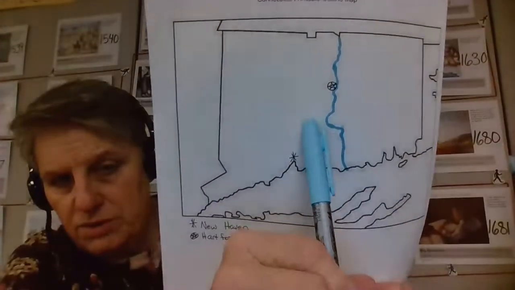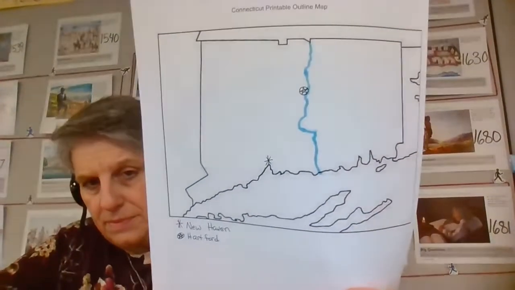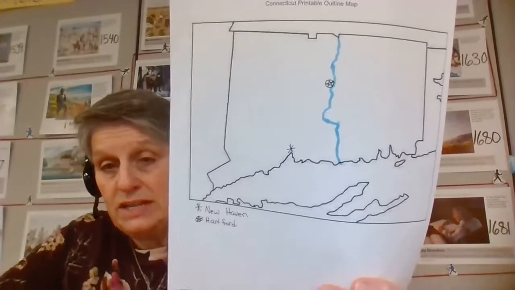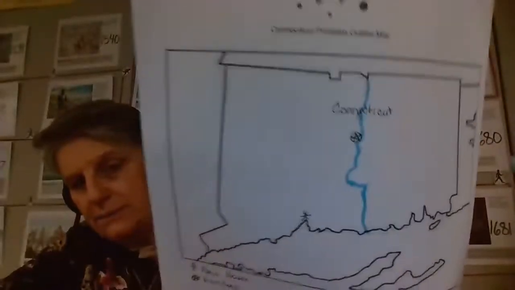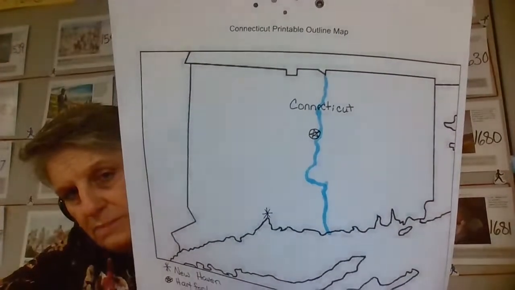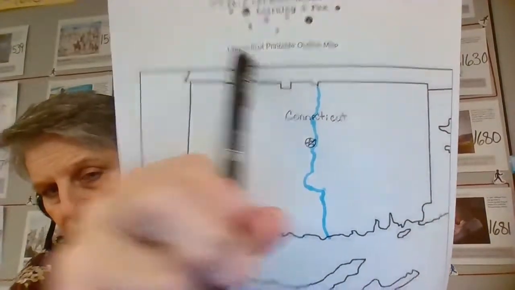It does take one big curve here. That's the Connecticut River. I'm going to go ahead and label mine Connecticut River. Connecticut. It's also spelled right up there at the top. River. Connecticut River.